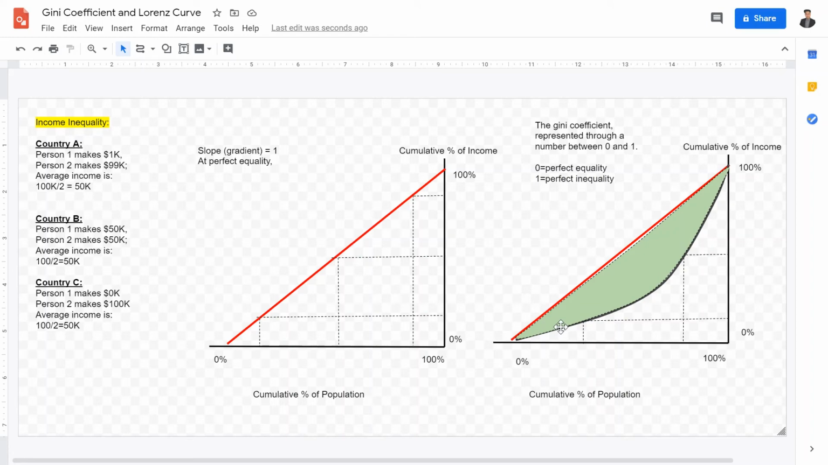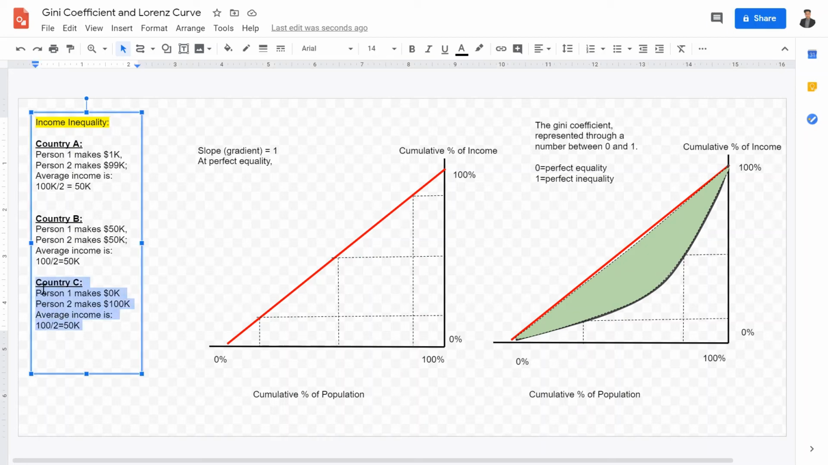And how's the Gini coefficient represented? It can be represented as a number between 0 and 1. 1 is perfect inequality. So country C right here is a prime example of perfect inequality, where one person makes 100% of the income and the other person makes 0% of the income.